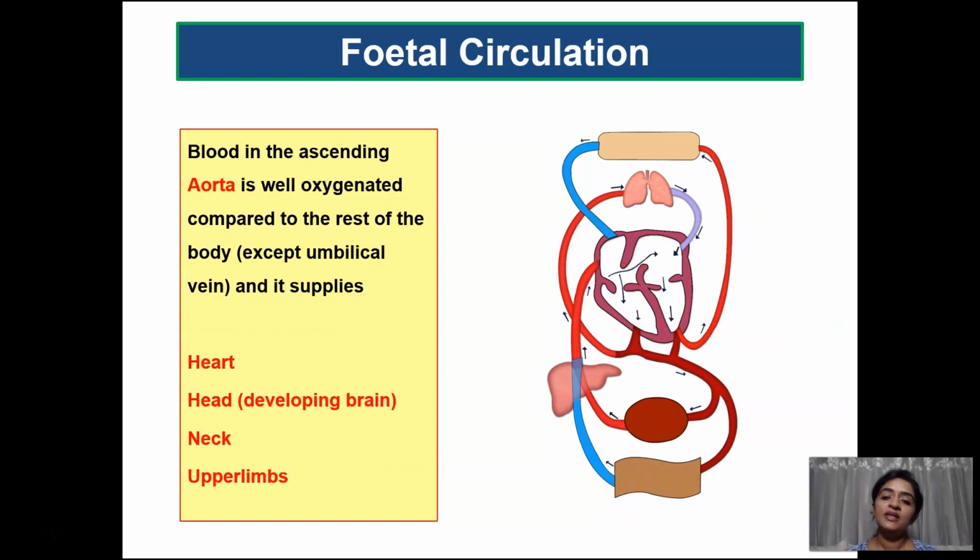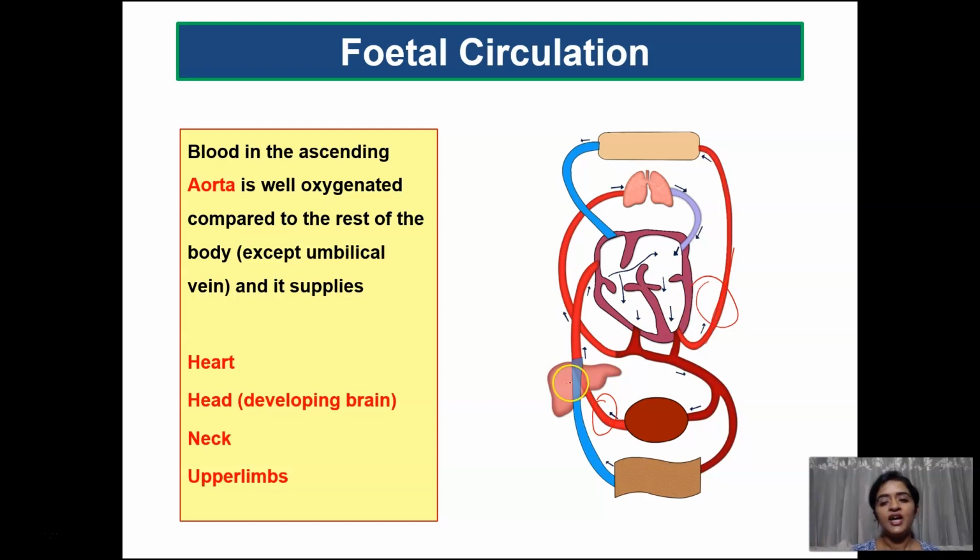Now, blood in the ascending aorta is well oxygenated compared to the rest of the body, except for the umbilical vein. When you compare the oxygenation status of the ascending aorta, it is carrying oxygenated blood compared to the rest of the fetal body except for the umbilical vein, because the umbilical vein has more oxygenation than the ascending aorta, because it is coming straight from the placenta.